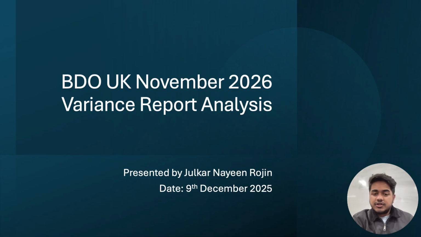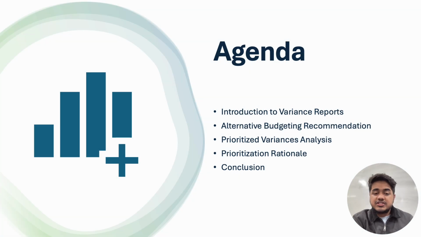So in the next slide, we're going to see the agenda. So here's the structure of today's presentation. I'll start with a very short introduction to variance reports, then discuss the alternative budgeting recommendations. After that, I'll go through the prioritized variances and explain how they were selected. Finally, I'll end with the strategic recommendations and the conclusions as well.